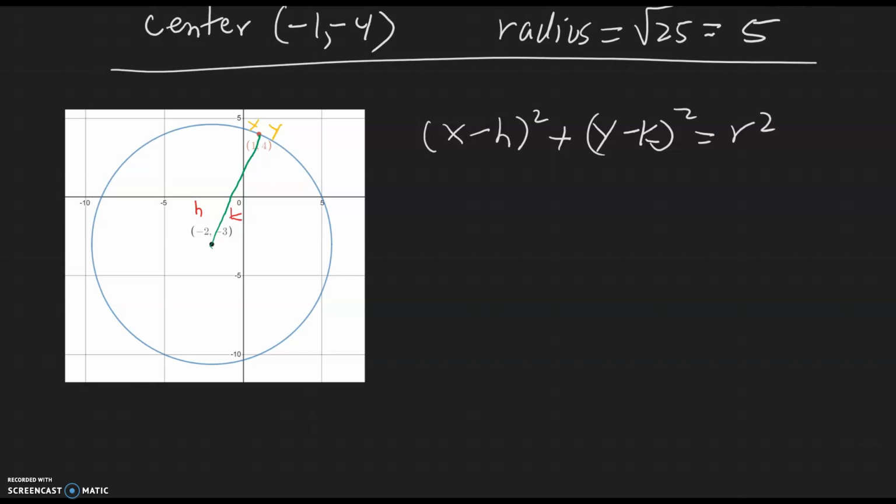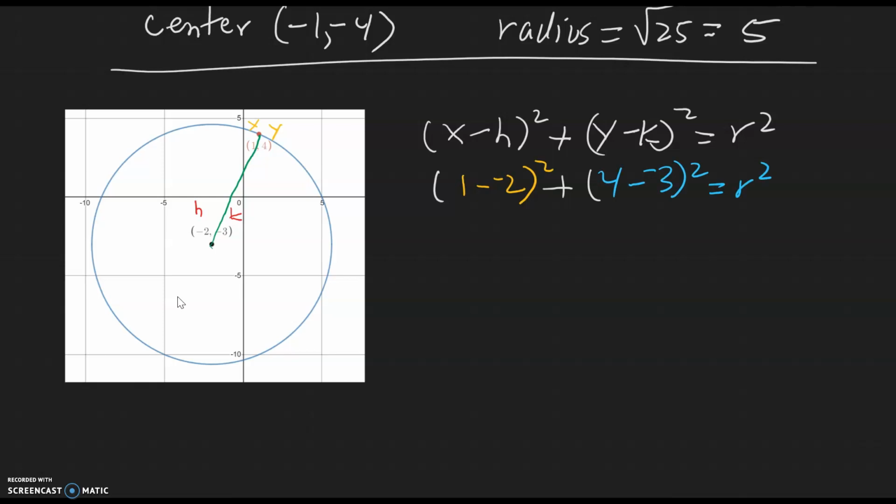So we're actually going to plug in everything that we know. We actually know an x coordinate. So that's going to give me 1, and then minus -2, and I'm getting those coordinates from the circle here. There's my 1, there's my -2, and that's going to be squared, and then plus y, which is 4, minus -3. -3 squared is equal to r squared.